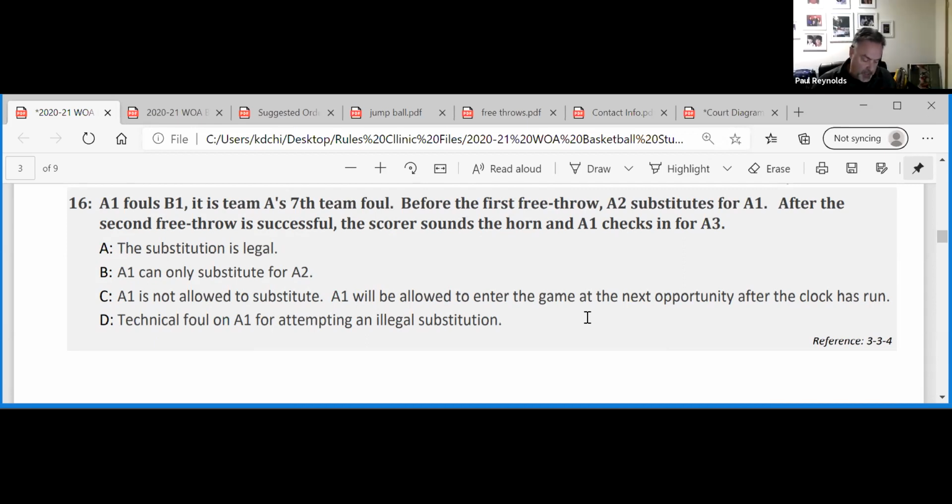16, A1 fouls B1. It's A's 17th foul before the free throw. A2 substitutes for A1. After the second free throw is successful, the scorer sounds a horn and A1 checks in for A3. I chose C. A1 is not allowed to substitute. A1 would be allowed to enter the game at the next opportunity after the clock has run.